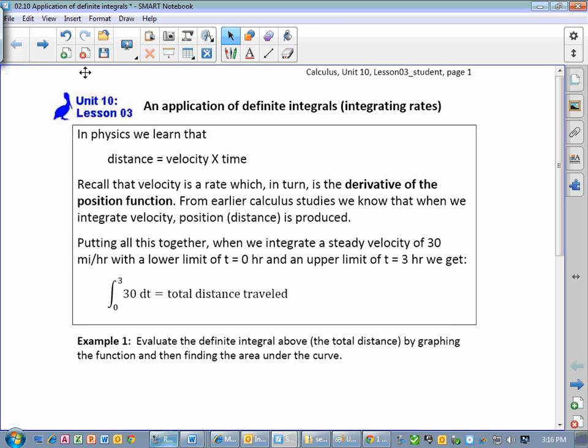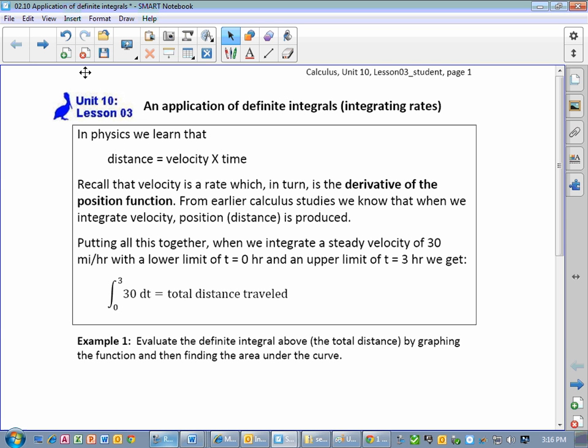So we're going to look at an application of the definite integral. Before we do that, let's talk just for a second. What does the derivative tell us about a function? It tells us the slope of a function. Okay, what does the definite integral tell us about a function? It tells us something about area, right? So the derivative gives us a rate, and the definite integral gives us an accumulation.